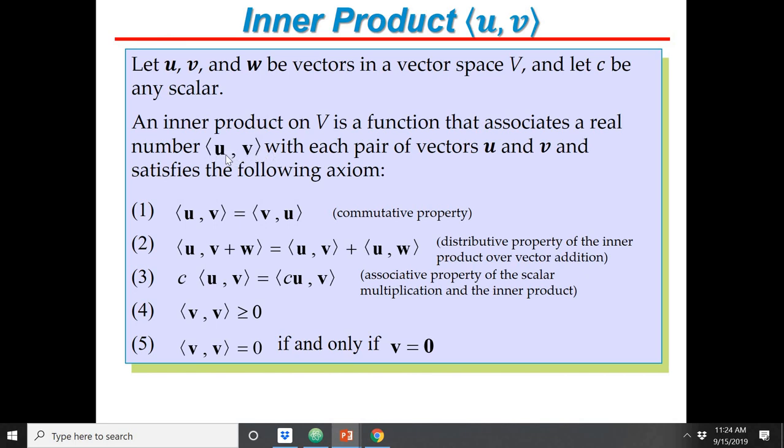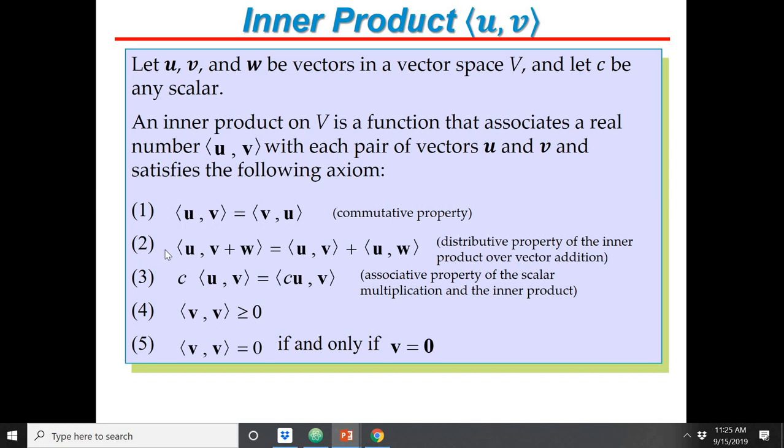And this inner product is a scalar that obeys these properties that you see here, 1 to 5. So let me go fast through all of them. They are all very familiar to you. One is this commutative property that says that the inner product is symmetric, so you can take the inner product of U and V, and that is the same as the inner product of V and U.